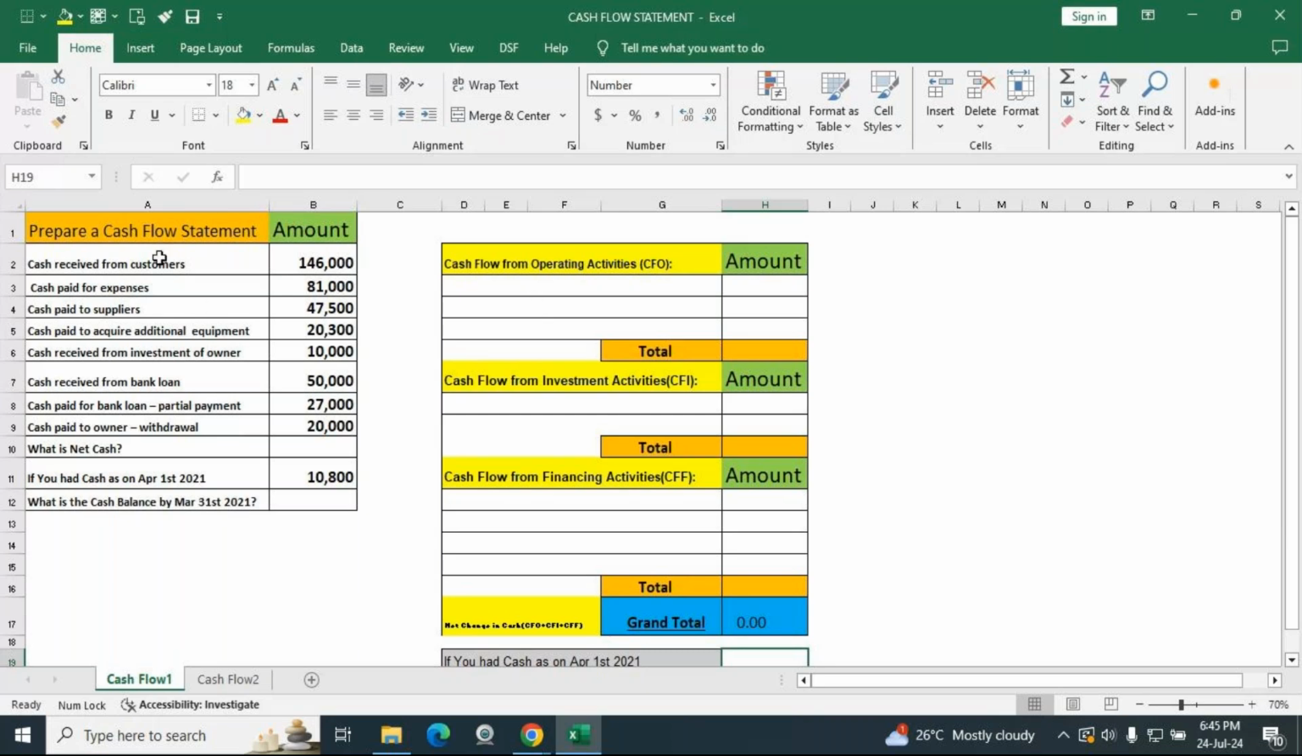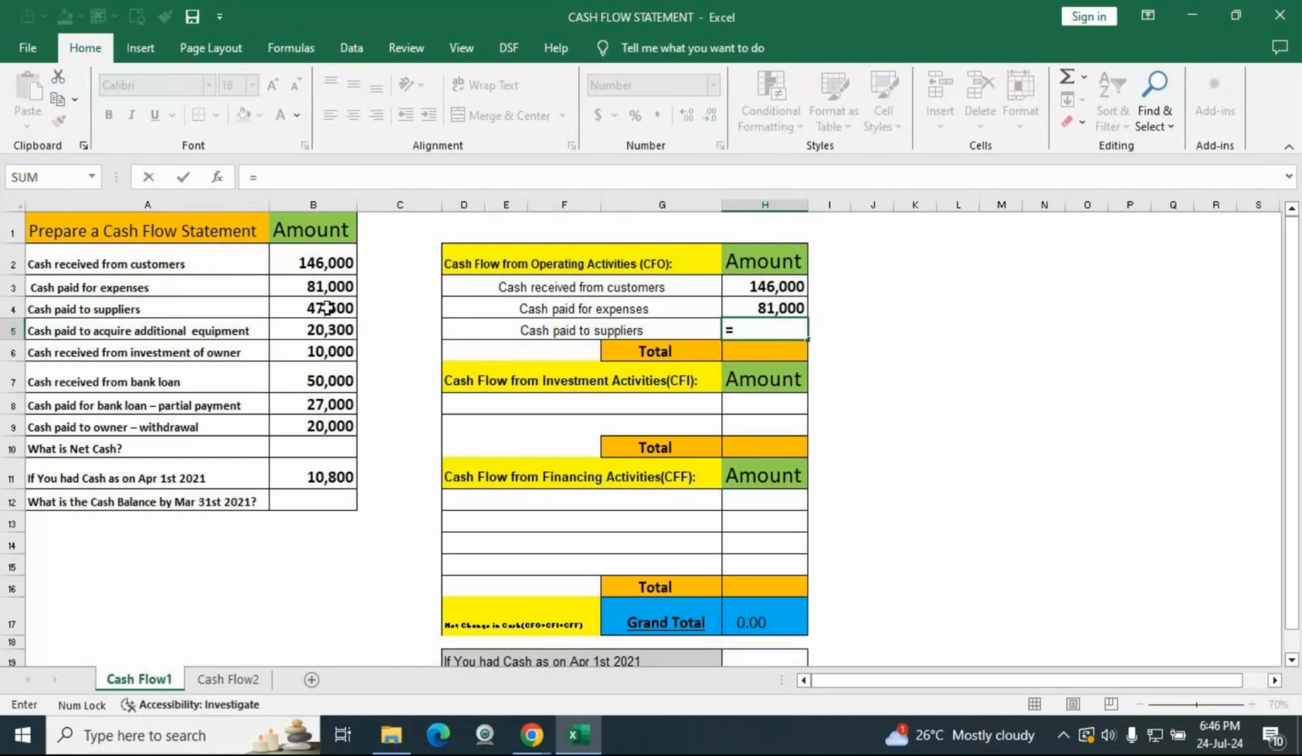So in this, cash received from customer. What is this? Either it is CFO, CFI or CFF. CFO. So I have to copy and paste it here. The amount I'm going to put it here, or else I'll just take it as equals and put this value. I need to do the further calculation. Cash paid for expenses, CFO. So I'm going to take this value here, 81,000. Then cash paid to suppliers. That is also CFO. So here I'm going to take this value, 47,500.